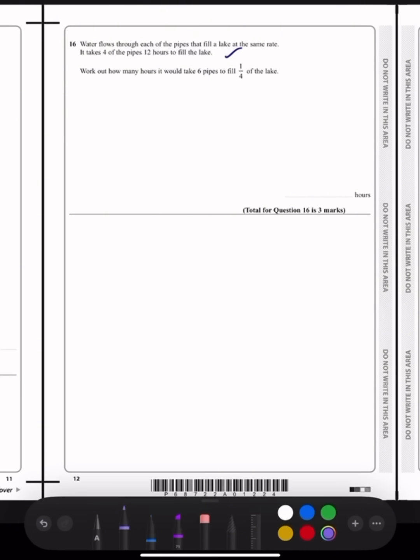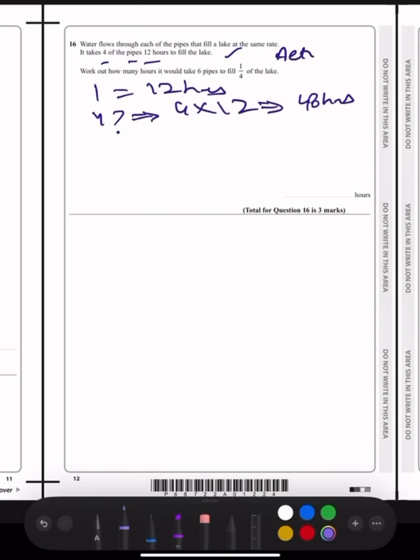So it's basically saying that each one of them takes 12 hours. So if one takes 12 hours, how many does 4 take? So you would do 4 times 12. That's your first step. So that would give you an answer of 48 hours. So we basically know that 4 of the pipes all together take around 48 hours. I hope this part is clear. This is how you gain your 1 mark.